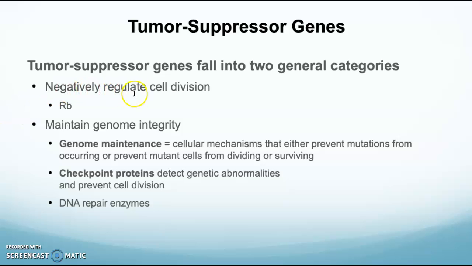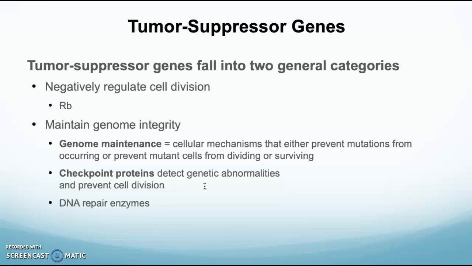So the tumor suppressor genes that I talked about fall into those two categories, right? We have the negatively regulated cell division, and that was the one we saw with a retinoblastoma. And then we have the ones that maintain the genome integrity. Basically, they're looking for any kind of a problem, and they then will go through and help fix it. So we can have either genome maintenance, which is what p53 can do, right? It's cellular mechanisms that will either prevent mutations or prevent those mutated cells from dividing or surviving. So it will either prevent that, or if it can't prevent the actual mutation, it will stop that one from becoming cancerous. We can also get checkpoint proteins that will detect these genetic abnormalities and prevent cell division.